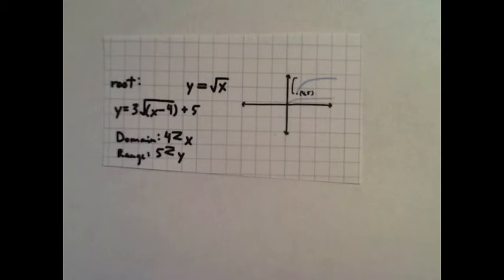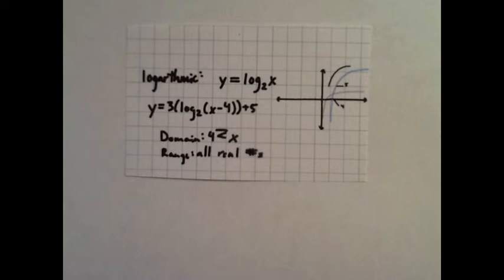The root equation, which was originally y = root x in gray, is now y = 3 root(x - 4) + 5, seen in blue. The domain of this new equation is x must be greater than or equal to 4, and the range is y must be greater than or equal to 5. The logarithmic equation, which was originally y = log 2x in gray, is now y = 3(log 2(x - 4)) + 5. The domain is x must be greater than or equal to 4, and the range is all real numbers.